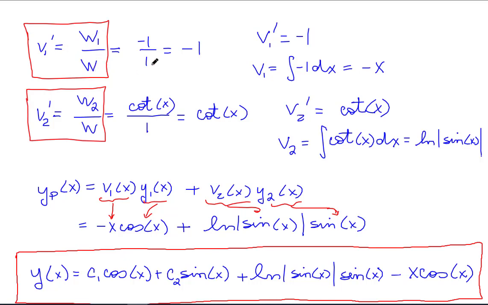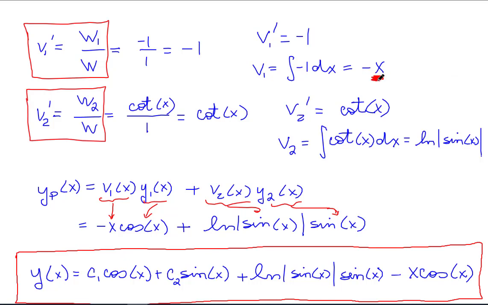Alright, v1 prime is w1 over w. So that's minus 1. So if v1 prime is minus 1, then v1 is the integral of that, which is minus x. And we don't worry about the arbitrary constants.